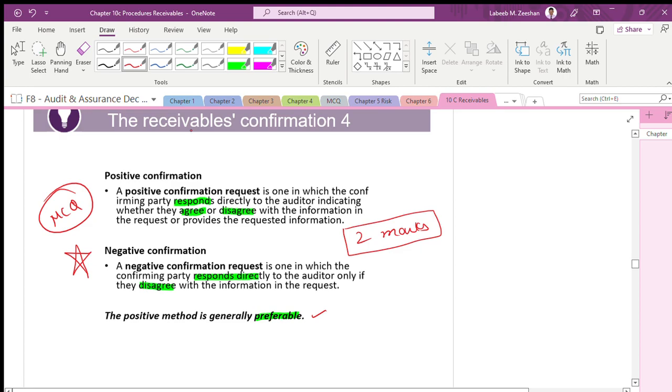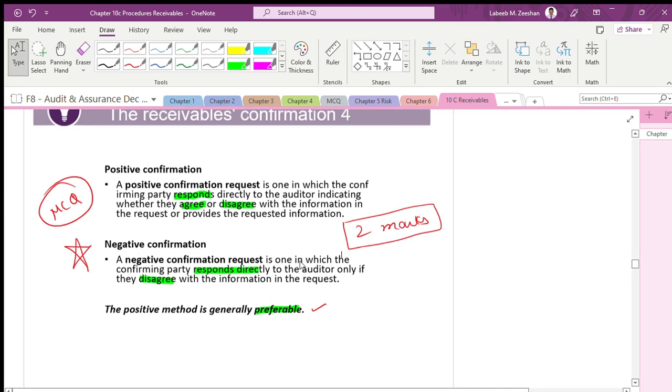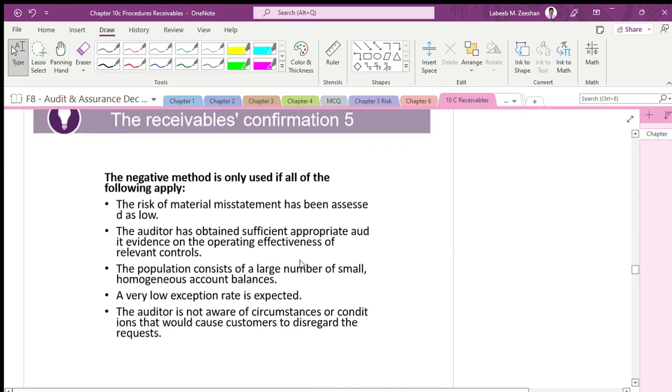A positive confirmation: the confirming party responds directly to the auditor whether they agree or disagree. A negative confirmation is one where the confirming party responds directly to the auditor only if they disagree. Fine. The negative method is only used if all of the following apply. The risk of material misstatement has been assessed as low. The negative statement is nothing but they will respond when they disagree.